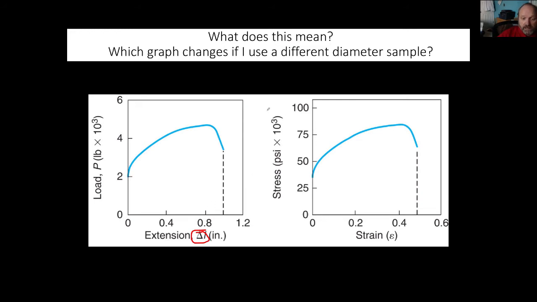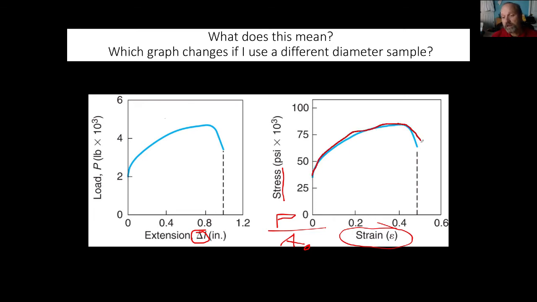All right, so the right side graph is essentially the same curve. What we're looking at here is the stress. That's load over what? A naught, the original cross-sectional area. And the strain is your delta L over L naught. And you get the same curve.